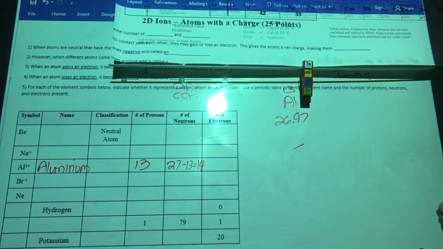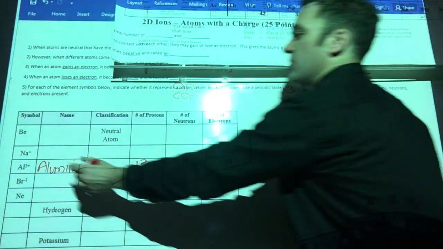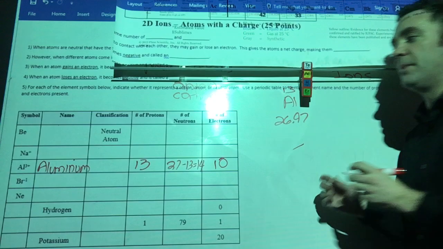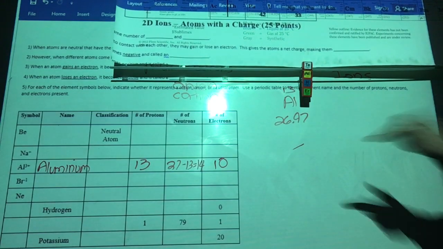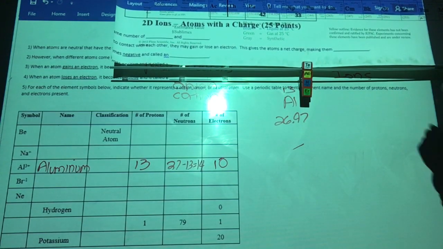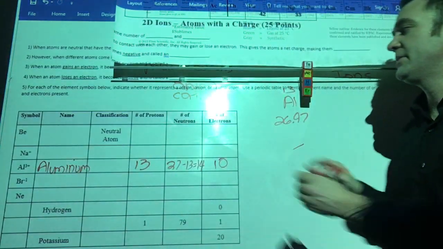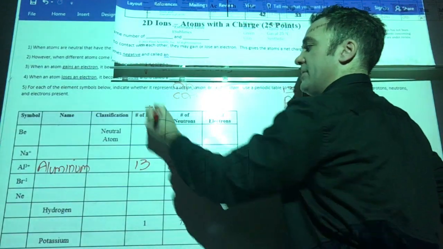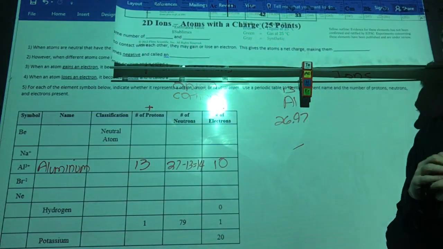Electrons are 13. I know I'm going to get people writing 13. That's 10. Because it's a plus 3, it lost 3 negative charges. Electrons are negative, protons are positive.